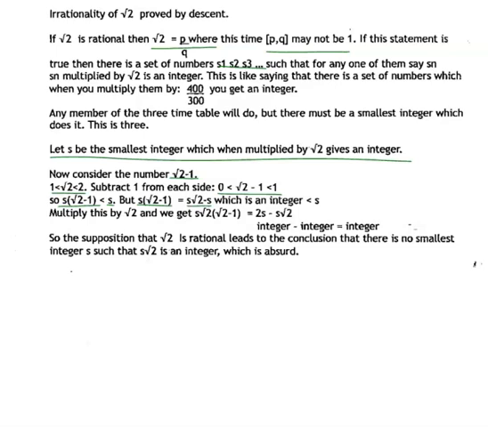If we multiply this by root 2, we get s root 2 times (root 2 minus 1), which is 2s minus s root 2, integer minus integer equals integer. So the supposition that root 2 is rational leads to the conclusion that there is no smallest integer s such that s root 2 is an integer, which is absurd.